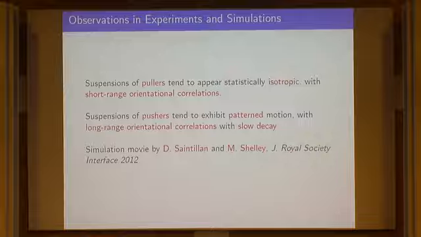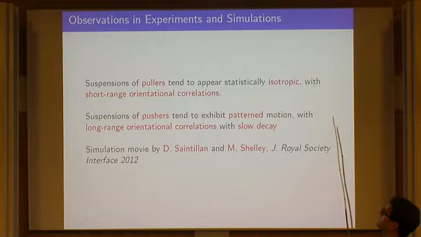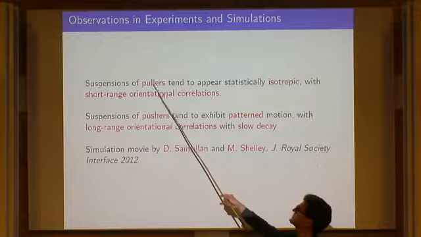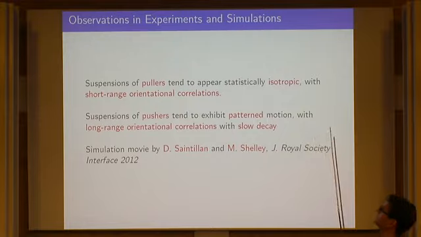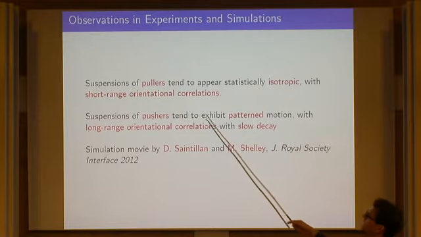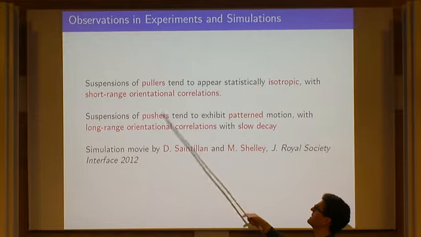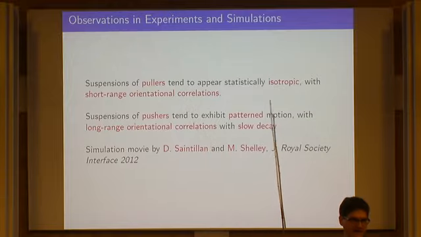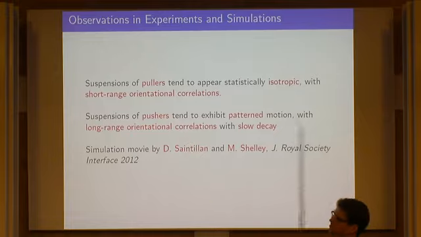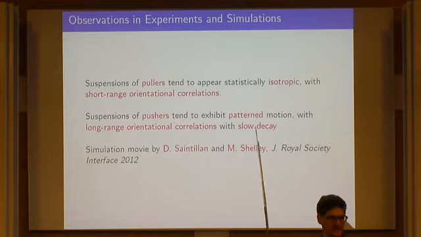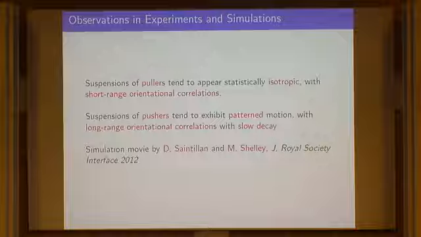I'm going to show you just a cleaner movie by David Santian and Mike Shelley, whose work inspired my interest in this subject. And the basic thing that you're supposed to observe from the movies I'm about to show you is that when you have the polars, which have the force dipole of one side, then when you have a whole bunch of them together, the thing just kind of looks like a mess. But the pushers, on the other hand, generate patterns. So the sign of this delta will determine whether or not you see some interesting patterning.